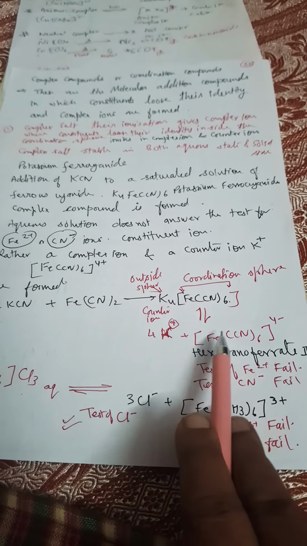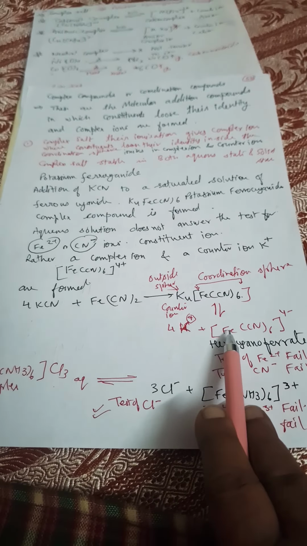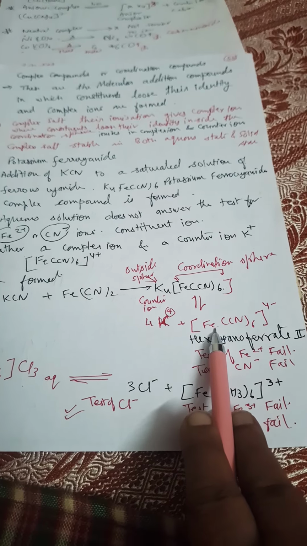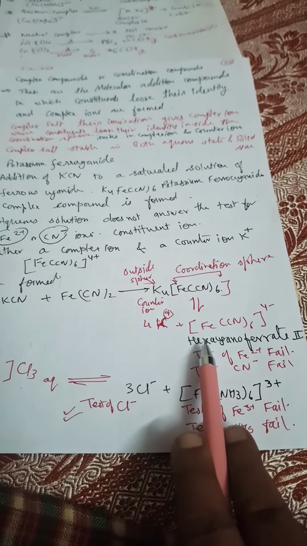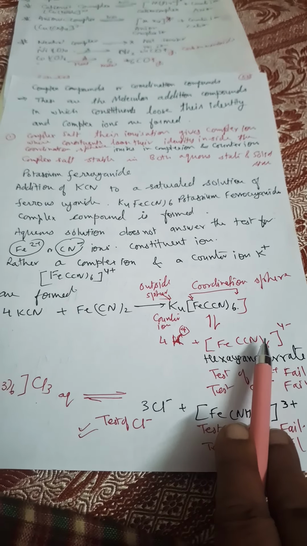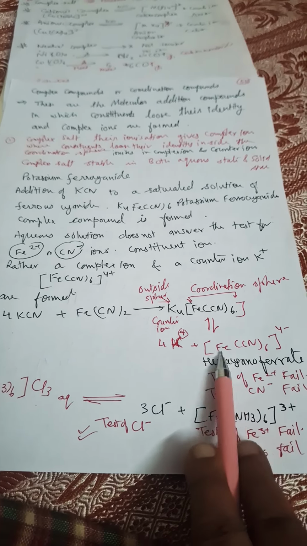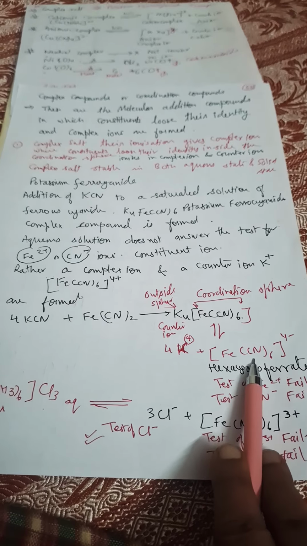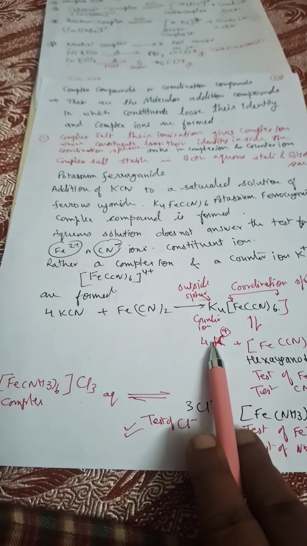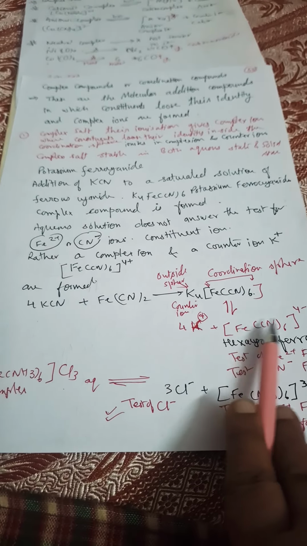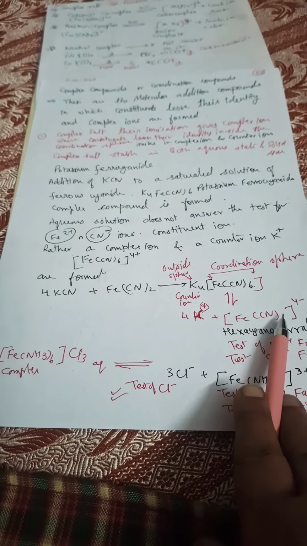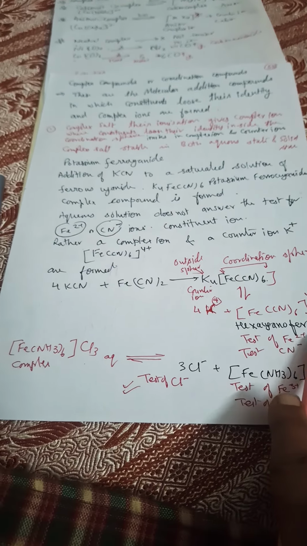The species which are within the coordination sphere will lose their identity. Iron test will fail, CN test will fail. So in this way we can see that the constituents, ligands as well as central metal, will lose their identity over here. Okay, they will not give their test. And the counter ion can give its test, but the ions which are present in the coordination sphere will lose their identity.